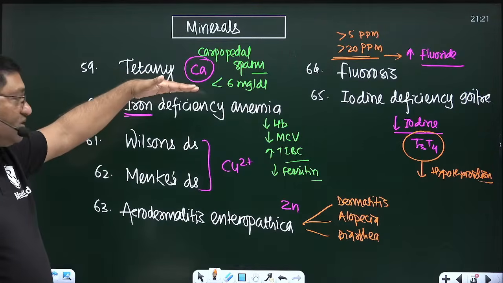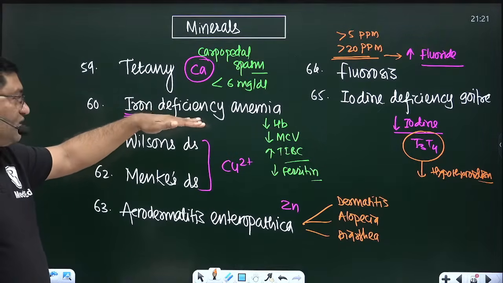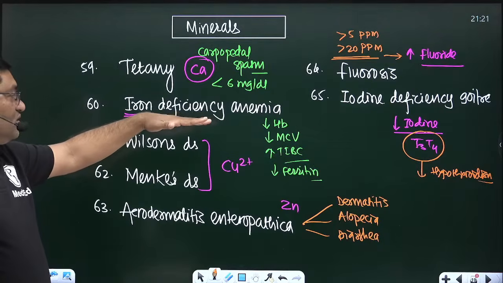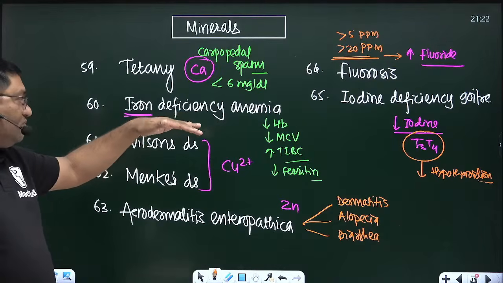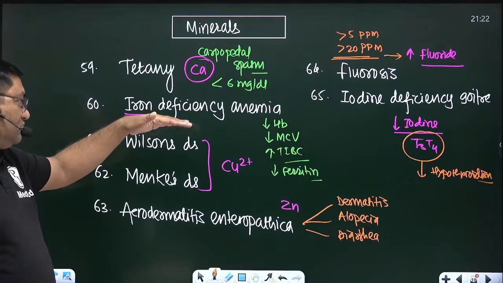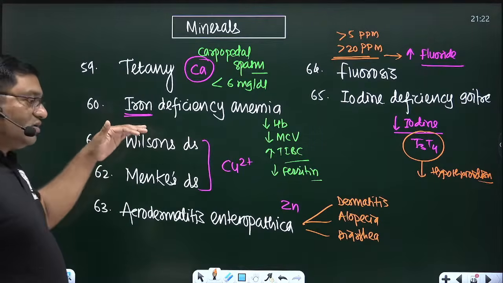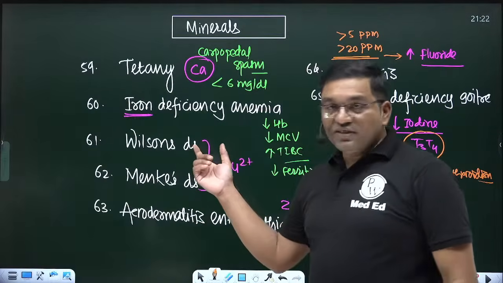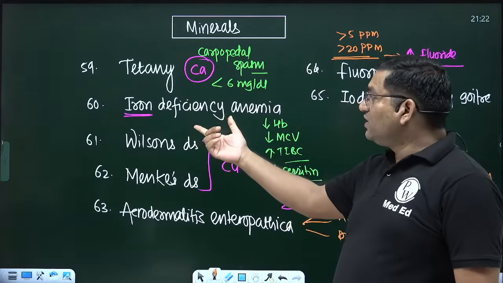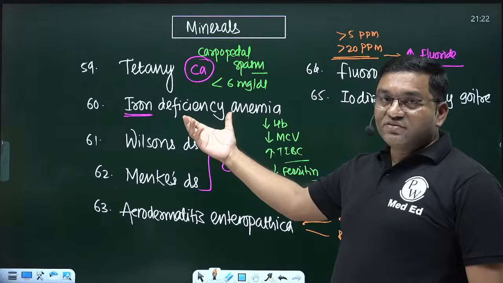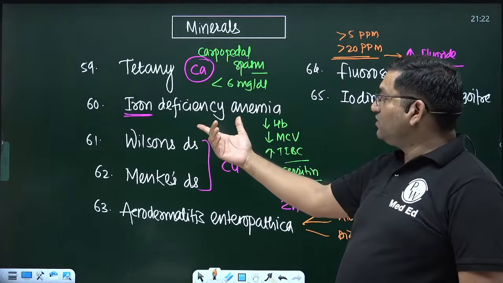Tetany, carpopedal spasm, occurs when the calcium level goes below 7 milligram per deciliter. Iron deficiency anemia has various causes: repeated miscarriage, abortion, hookworm infection, and chronic blood loss as occurs in repeated pregnancy. 10 to 20 milligram per day is the requirement. In the female, the requirement is more in pregnancy and in lactation.